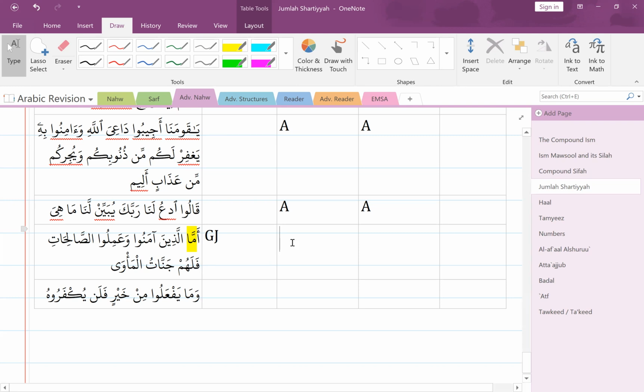So "Alladina amanu wa amilu salihati" is our shart. "Falahum jannatul mawa." So fa is there, but this is a Jumla Ismiya only. This one I don't know the reason why. I need to figure it out, because I'm not really familiar with amma. I think amma comes with fa. I think it has to come with something, either this or that, or as for this, then that.